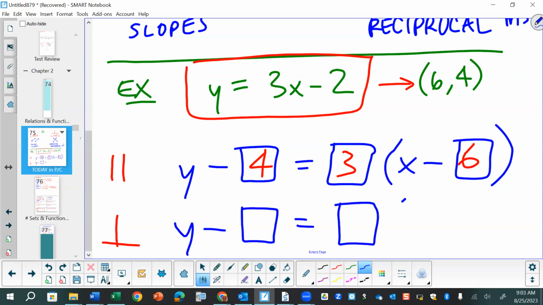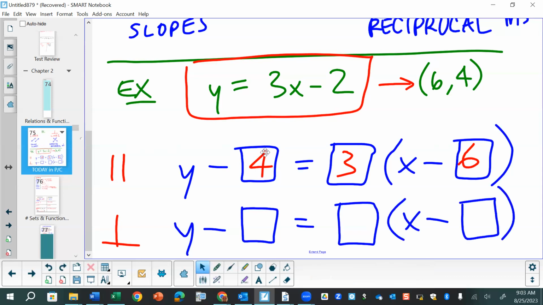Okay, why don't you try perpendicular? Fill in the boxes. Okay, what kind of slope are you looking for? Opposite reciprocal. We'll talk about that in a second.